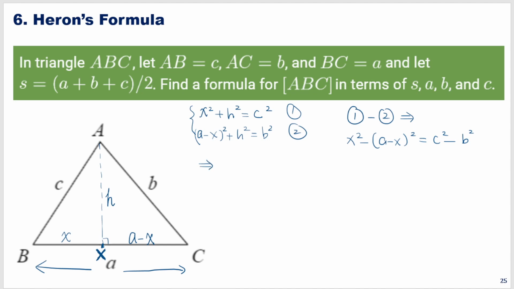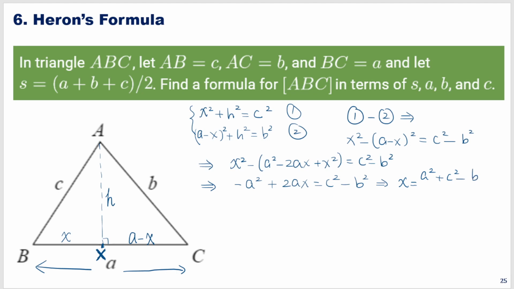So we can expand that. If you expand that, you will get x squared minus a squared plus 2ax minus x squared equals c squared minus b squared, right? And then reorganize that. And luckily we can cancel x squared here, right? So that'll give you negative a squared plus 2ax equals c squared minus b squared. And you can easily solve that: x equals (a squared plus c squared minus b squared) over 2a, right?